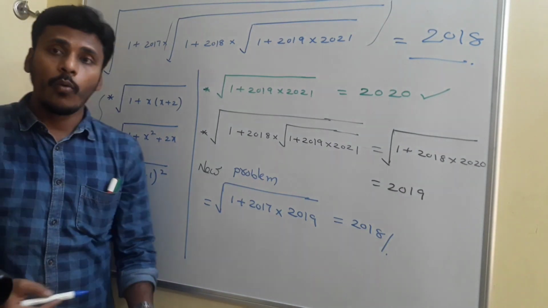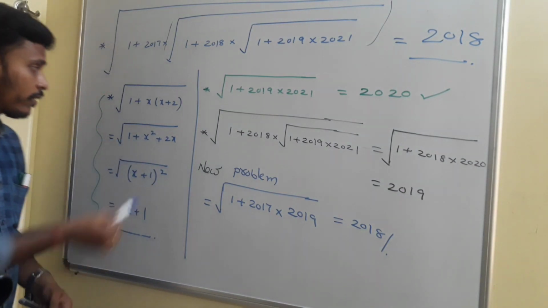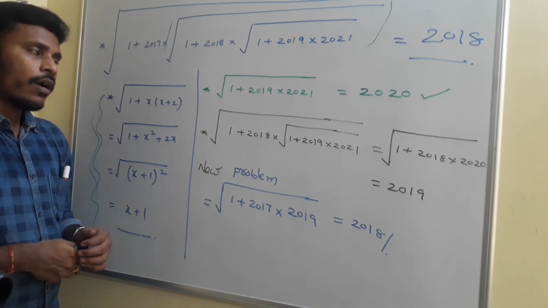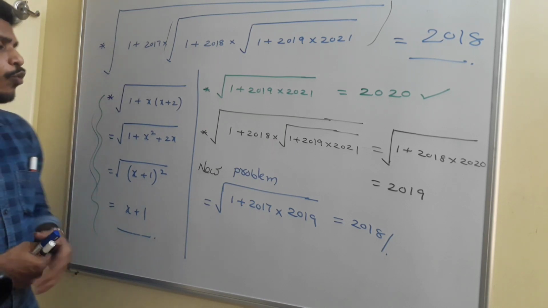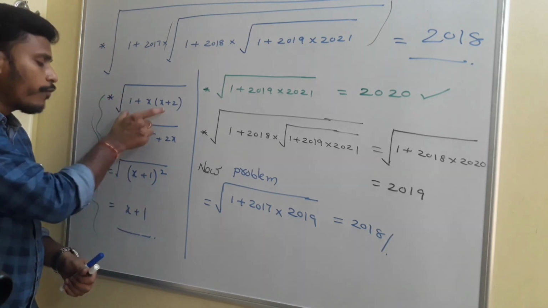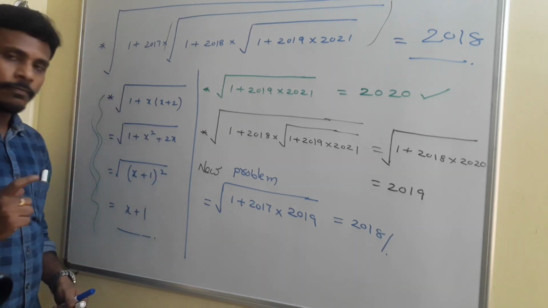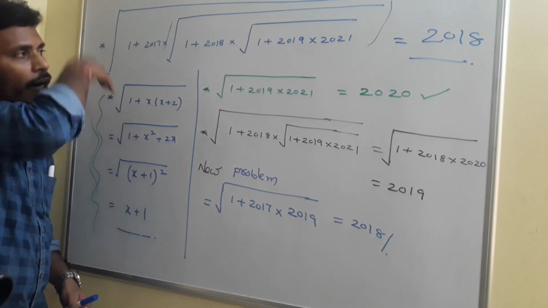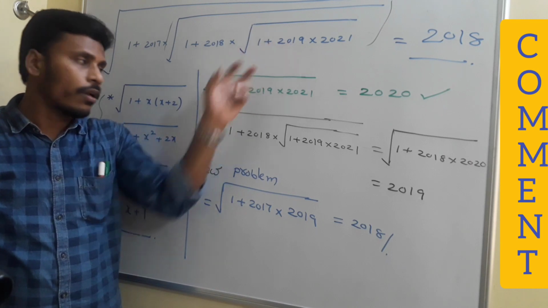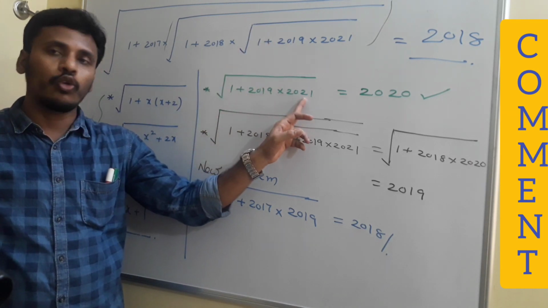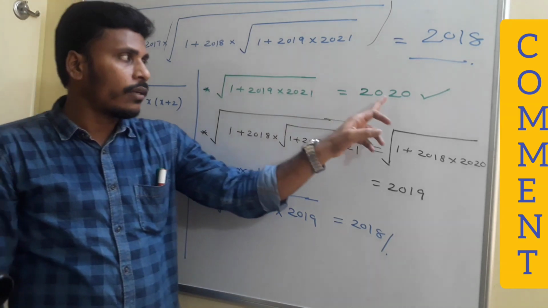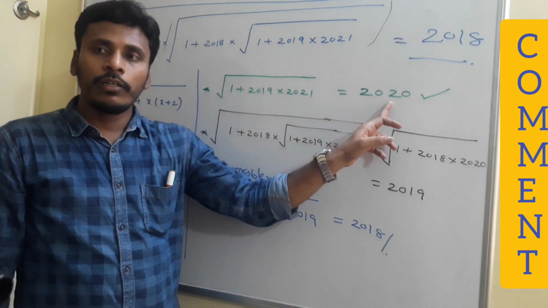Just have a look how we are repeatedly using this trick. Once again I will explain for you, right? First of all, you need to get an idea about the trick that root of 1 plus x into x plus 2, if you simplify, you will get it as x plus 1. Use this repeatedly to answer the question. For this inner square root of 1 plus 2019 into 2021, x plus 2, your answer is x plus 1, means 19 plus 1, 20.